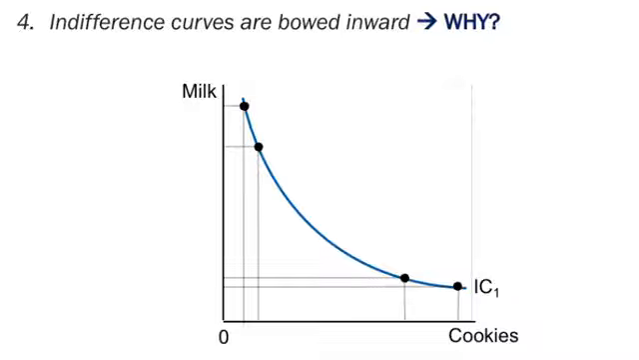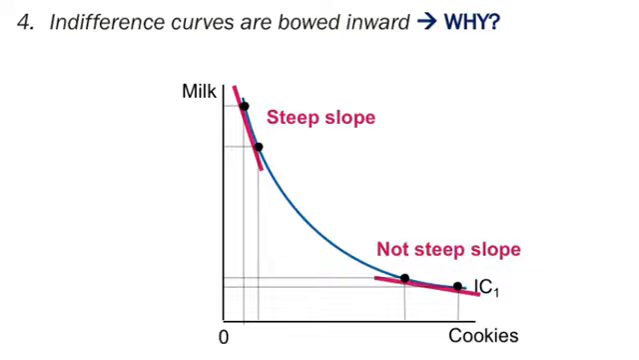Note that each portion of the indifference curve that we've looked at, those two different portions, have different slopes. So in the upper region, the slope is very, very steep, indicating you'd be willing to give up a lot of milk to get some cookies. On the second half of the indifference curve, the slope is not steep at all, indicating you'd be willing to give up a lot of cookies just to get a little bit of milk. And so since the slopes differ, this means we can't have a linear indifference curve. And instead what we're going to have is an indifference curve that is bowed inward.